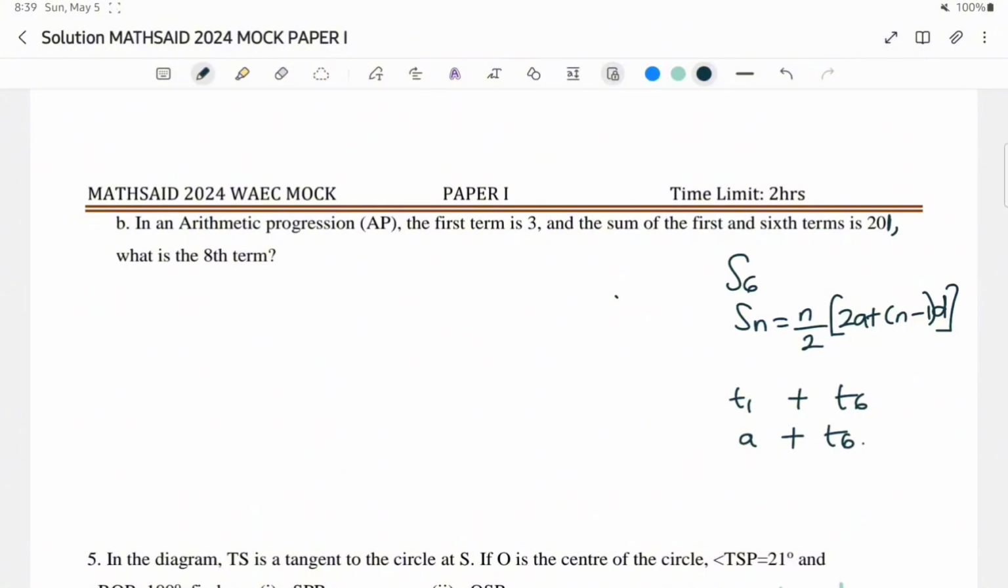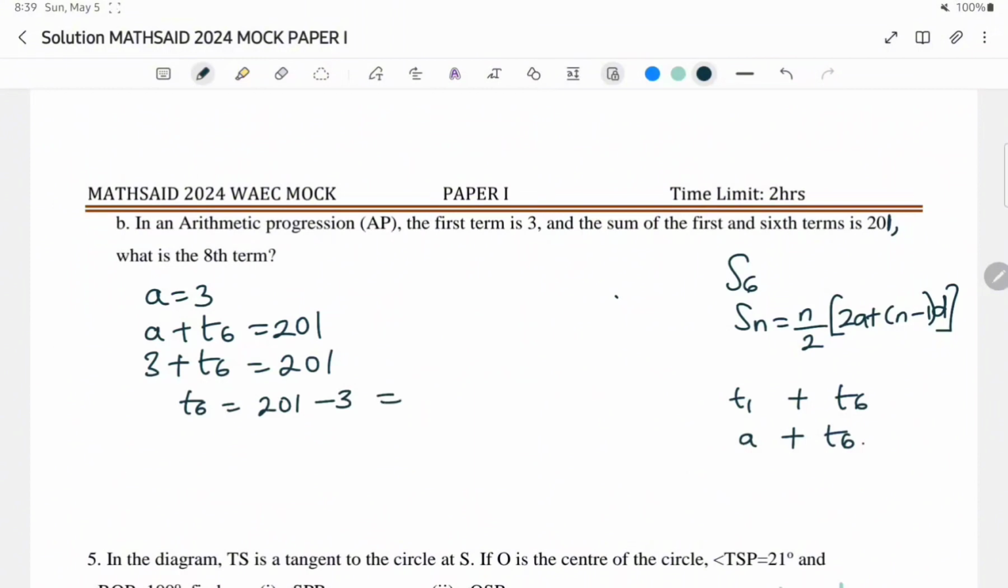Now, to solve the question, we are told that the first term is 3, that is A is 3, and the sum of the first and the sixth terms is 201. So A plus T6 is 201. Since we know our A already, that will be 3 plus T6 equals 201. That means T6 is 201 minus 3, and that's 198.